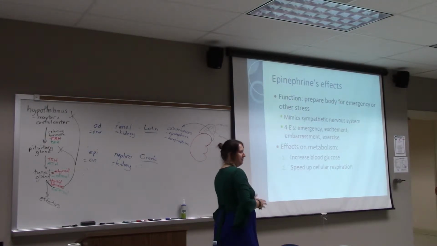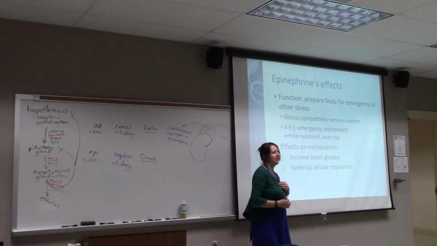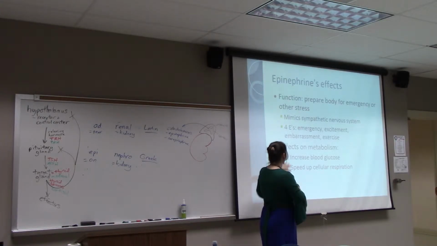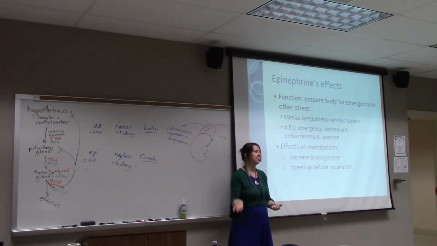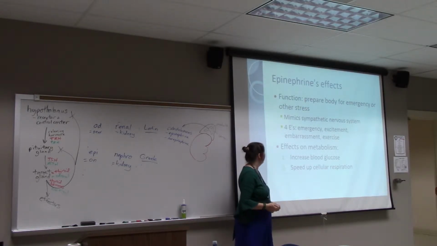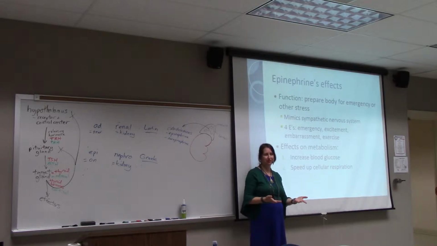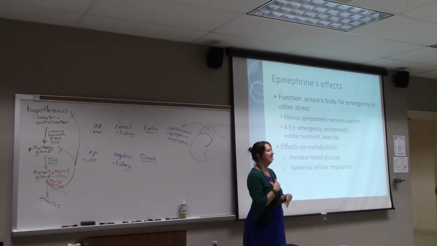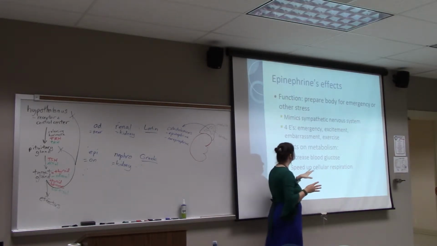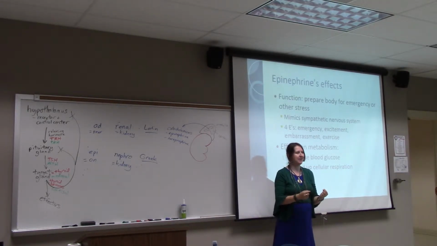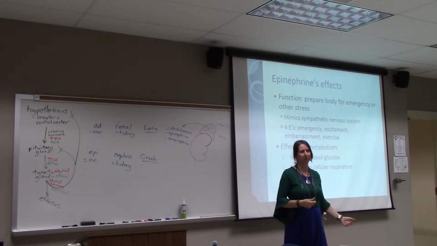So what epinephrine does is prepare the body for emergency or a stress situation. It mimics the sympathetic nervous system. So anything you might remember from the nervous system about what sympathetic does, epinephrine is going to do a lot of those same things. You've probably heard fight or flight. I like to use the 4 E's because fight or flight just goes with emergency. I'm in danger, I have to either fight back or run away.